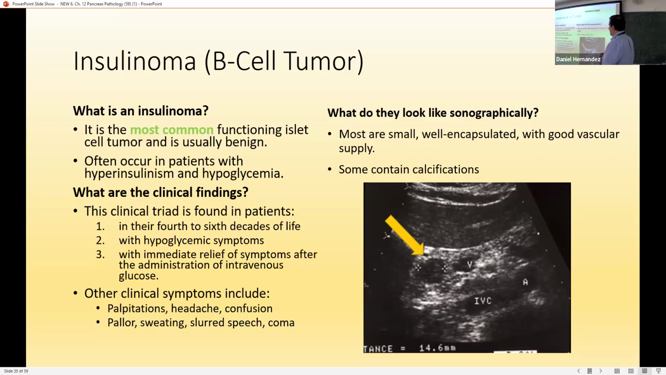What are the clinical findings? It's found in patients in their 40s to 60s, the fourth to sixth decade of life. So that's a typical target patient population. They present with hypoglycemic symptoms. So their blood sugars are very, very low, with immediate relief of symptoms after administration of intravenous glucose.